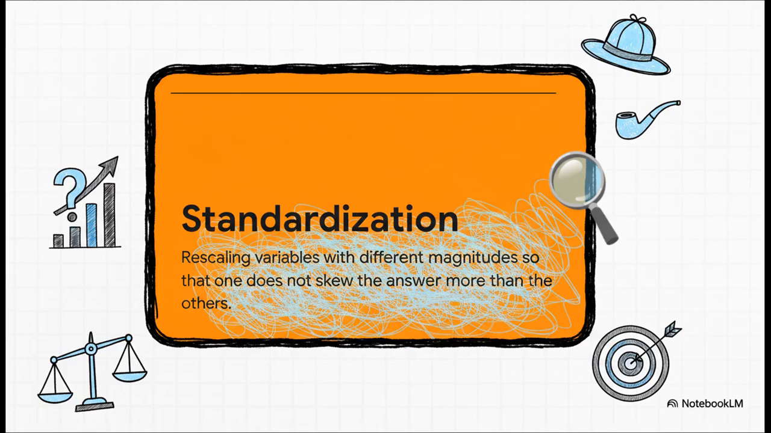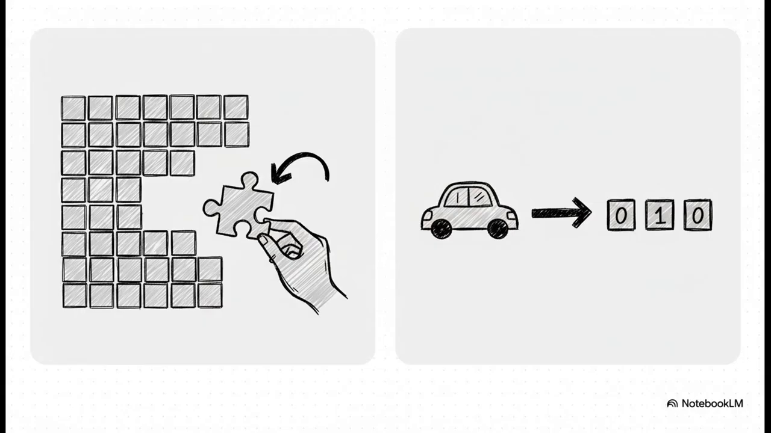But the good news is there's a pretty straightforward fix for this. It's a technique called standardization. All it does is rescale all our variables so they're playing on a level field. This just makes sure that a variable's importance comes from the actual information it has, not just from how big its numbers are.